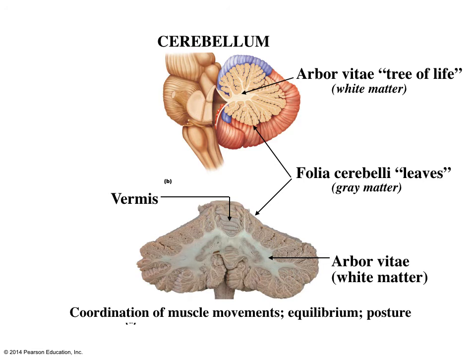Cerebellum, two parts on the outside. You have the leaf-like folia cerebelli, the gray leaves. Deep to it, the arbor vitae, or tree of life, and that would be white matter. Cerebellum serves to coordinate muscle movements, helps in balance or equilibrium, and posture.